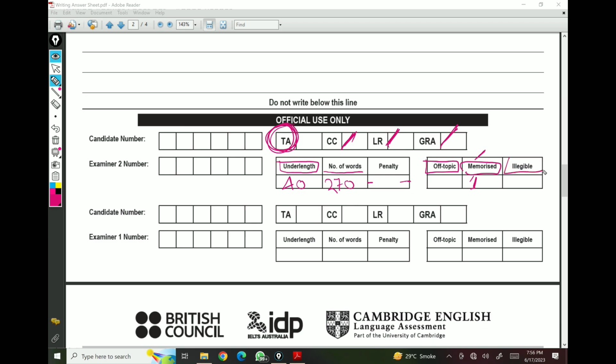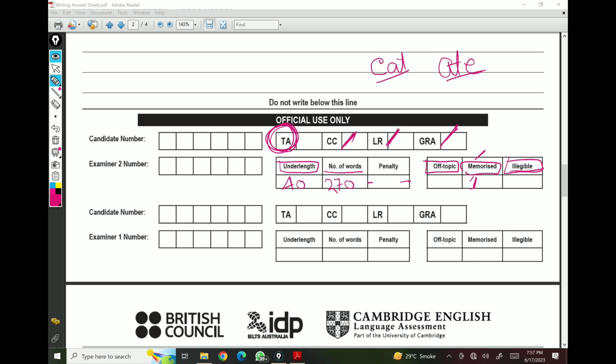And then illegible handwriting. Now for example, if I write this, and I write it like this, now it sounds like eat or it sounds like cat, right? So your handwriting should be clear. It's not that it is something we cannot read. So if the handwriting is illegible, again you will get a low band score in that, and they check that as well. They've got too much time to check your writing.